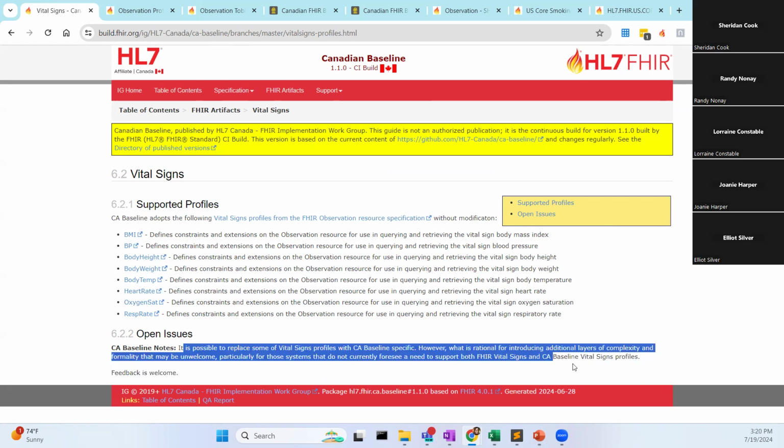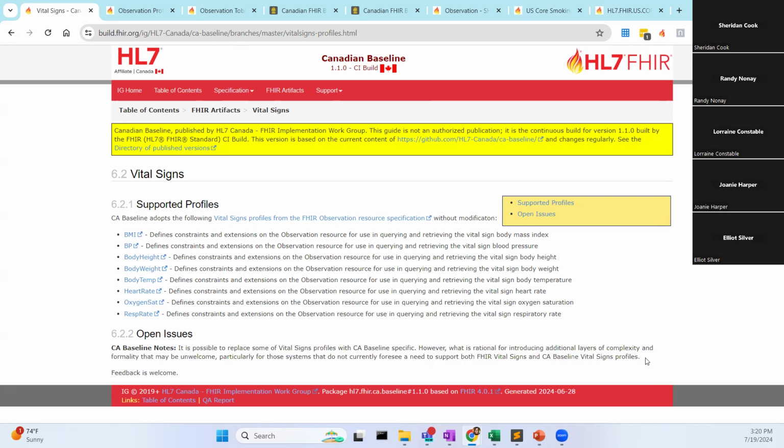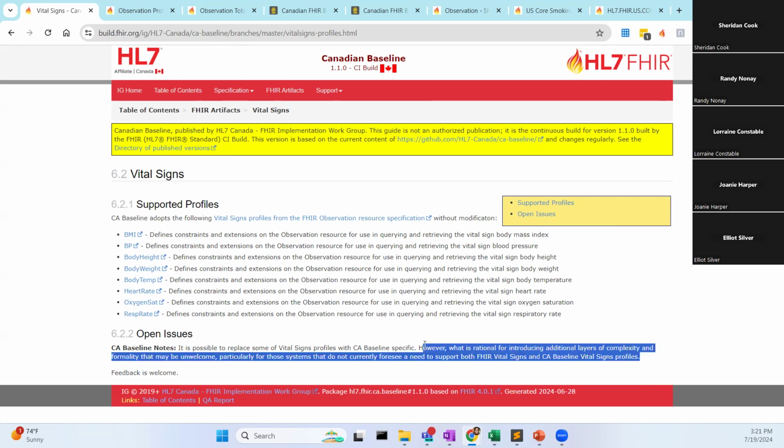And so my thinking is that this has a parallel to our smoking status, unless we have folks that are saying, you know what, I'm doing smoking status today in Canada and for some reason I just can't meet the IPS and I need a base that is one level higher. I think it's just additional complexity.